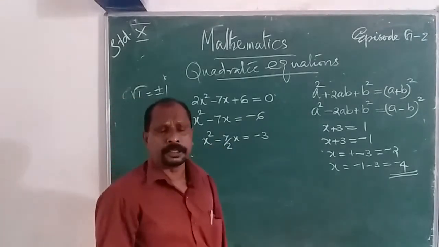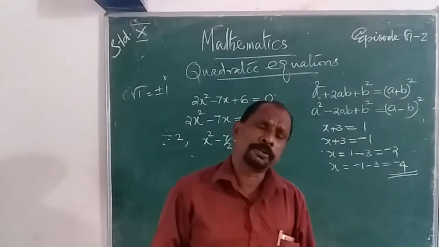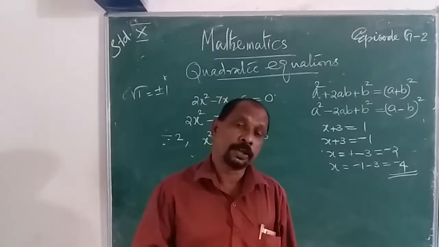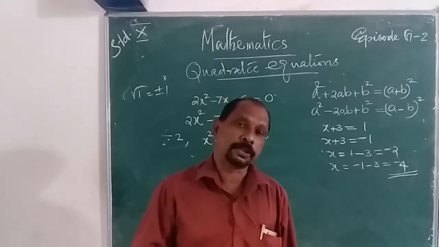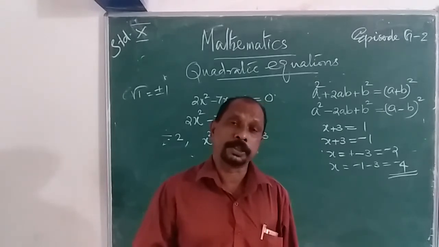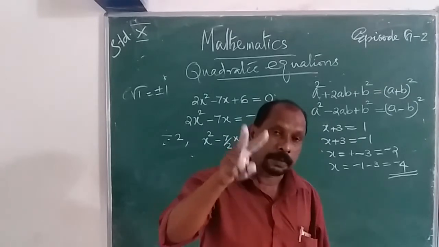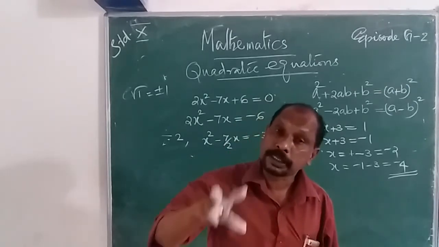For example, what is 4 by 2? Half of 4 is 2. Half of 2 is 1. Half of 1 is 1 by 2. Half of 1 by 2 is 1 by 4. 1 by 2 by 2, 1 by 4 by 2, that is 1 by 8. Similarly, 7 by 2 by 2 means 7 by 4.